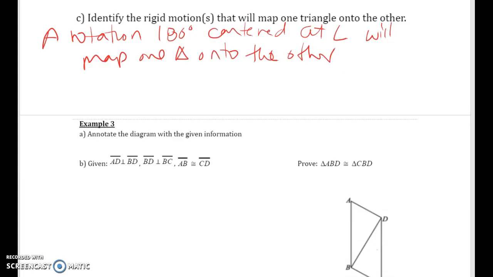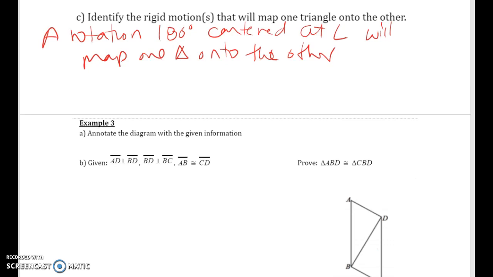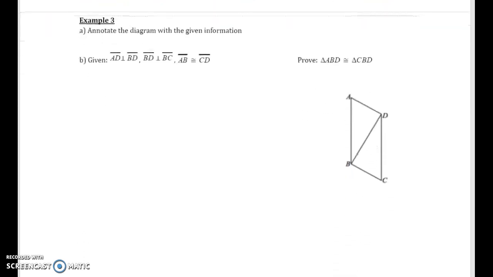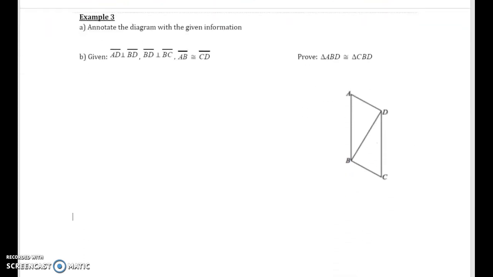Unit 4, Lesson 4, Example 3. This will be the flow proof example. So again, they've asked us to do a proof, so we're going to start by listing our methods that we have. We have side-side-side, side-angle-side, angle-side-angle, angle-angle-side, and hypotenuse leg. So we're going to annotate our diagram with the given information.